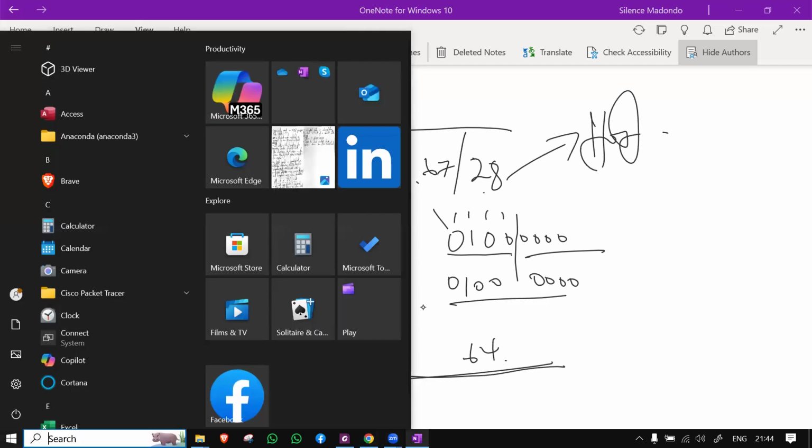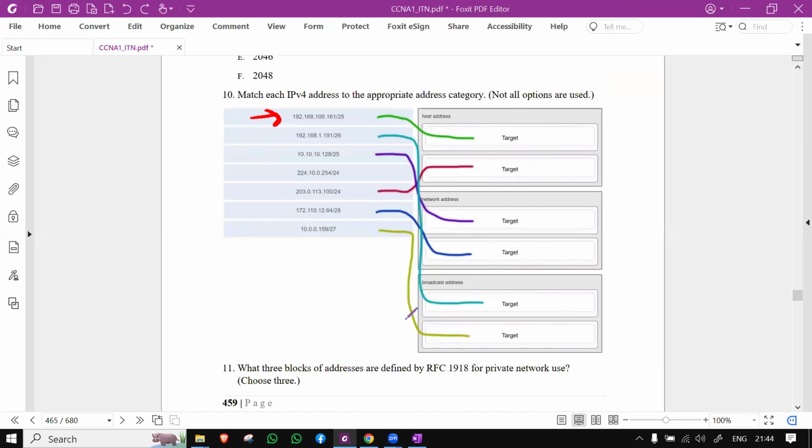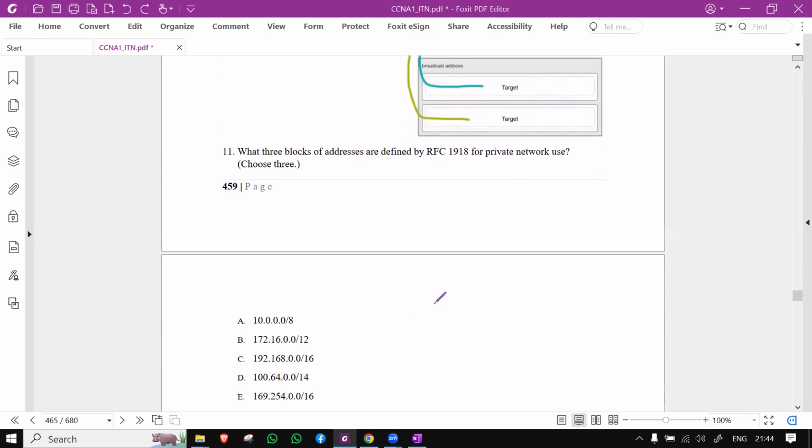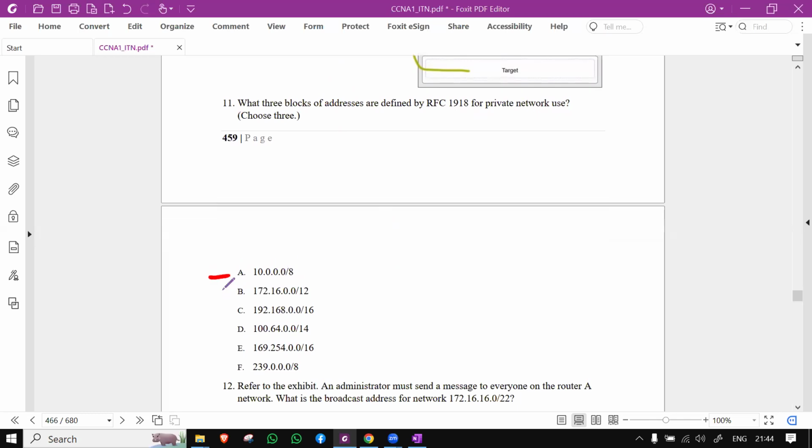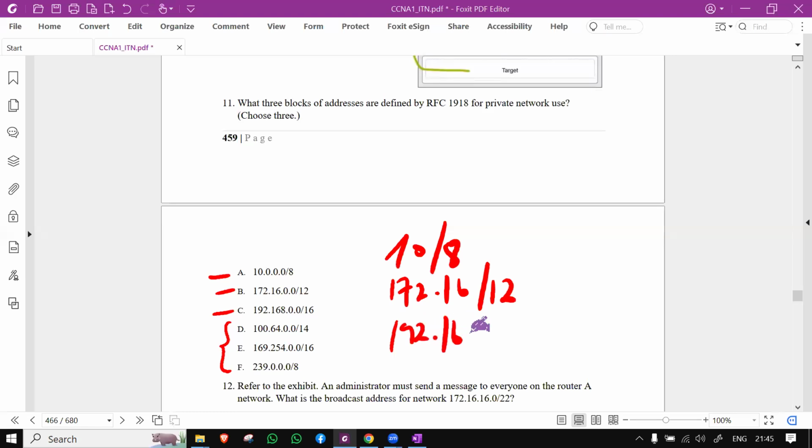Right, let's continue with our questions. Oh, 1 minute left. I think I can manage one more question. What 3 blocks of addresses are defined by RFC 1918 for private network use? Right. So we have this one private, this one private, this one private. Those are private. And then I use this to identify them: 10/8, 172.16/12, 192.168/16. Those are private IP addresses. Very simple.